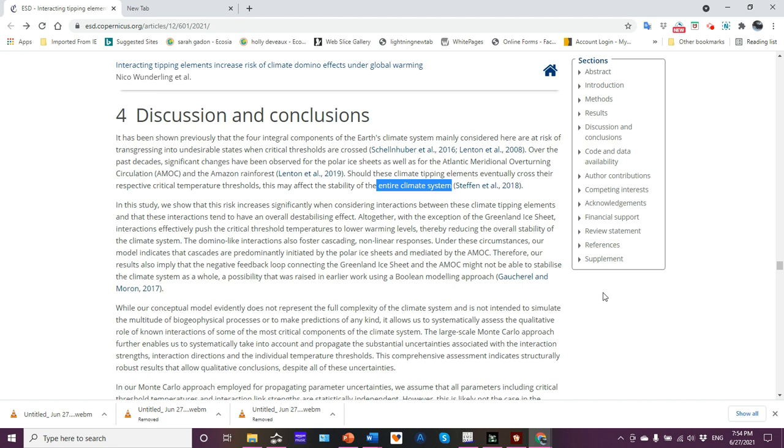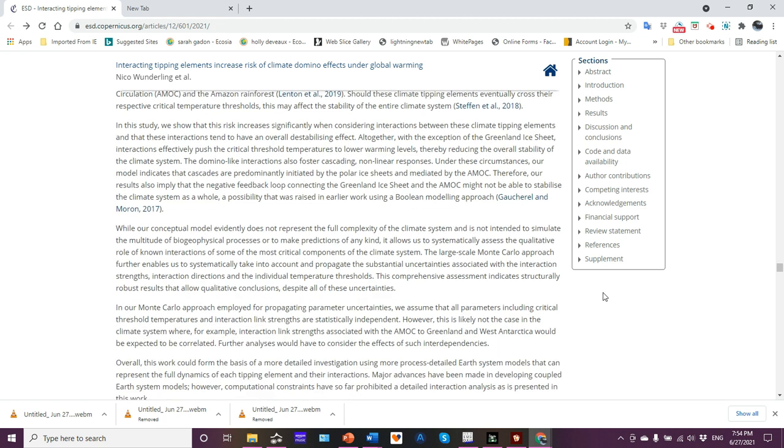In this study, we show that this risk increases significantly when considering interactions between these climate tipping elements, that these interactions tend to have an overall destabilizing effect. Altogether, with the exception of the Greenland ice sheet, interactions effectively push the critical threshold temperatures to lower warming levels, thereby reducing the overall stability of the climate system. The domino-like interactions also foster cascading, nonlinear responses. By the way, the nonlinear, that's basically exponentiation. That's what they're getting at.